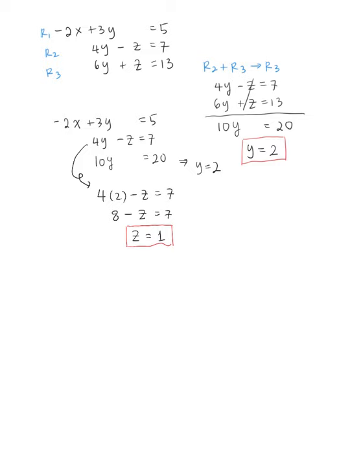Okay, so then lastly, let me just take our first equation and then plug in 2 for y and 1 for z. Sorry, I'm tired. Okay, then you're going to have negative 2x plus 3 times 2, so this is going to equal 5. Oh, I guess I didn't need to plug in z, huh? All right, so then here you're going to have negative 2x plus 6 equals 5. So you're going to have negative 2x equals negative 1. So our x looks like it's going to be 1/2. So let me box that.